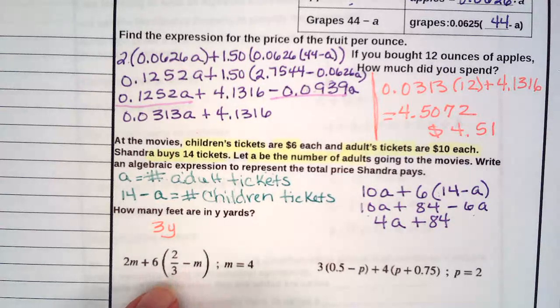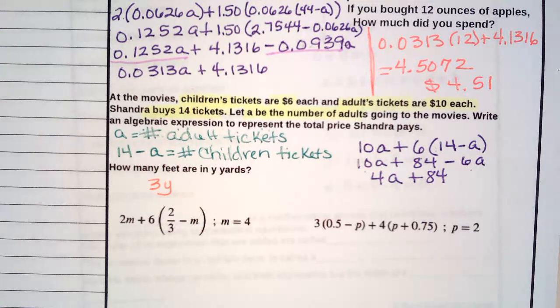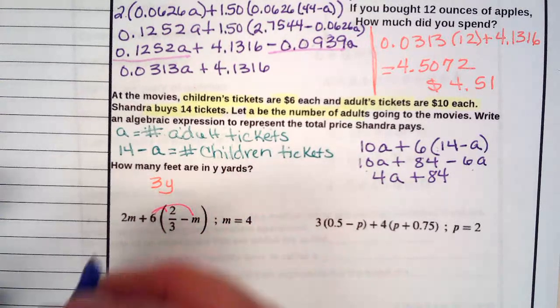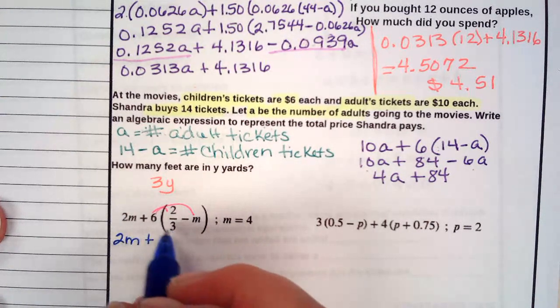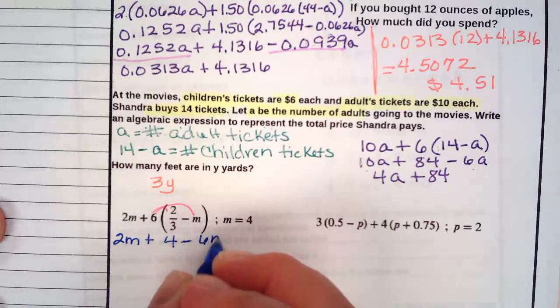If I'm looking at this, I'd probably simplify first, because 2/3 of 6, well, 6 divided by 3 is 2, 2 times 2 is 4. So 2/3 of 6 would be 4, and it would make my process much easier. So I'm going to start out by simplifying my expression. I have to multiply each thing by 6. 2m plus 2/3 of 6. 6 divided by 3 is 2, times 2 is 4, minus 6m.